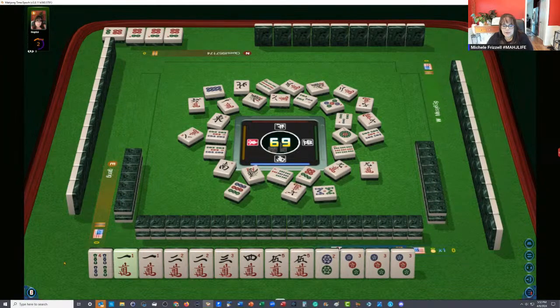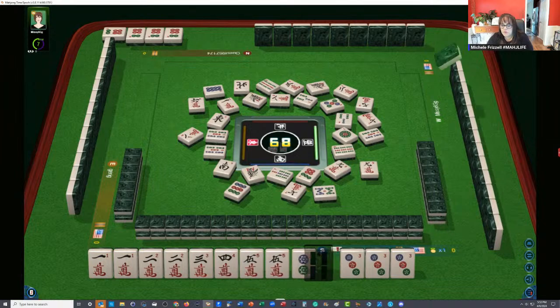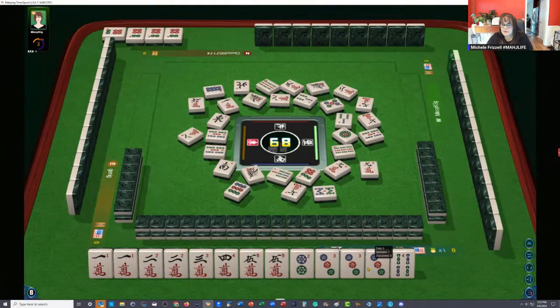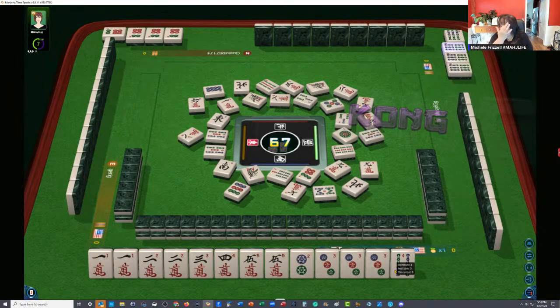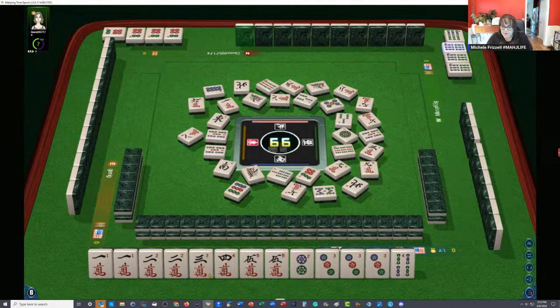All right, so now, oh, like this right here, this Pung of 3s, that is not good joker bait. North wind, because if I discard a 3 dot, someone would have lots of bamboos, jokers in order to Pung or Kong, since I have all 3. Kong. So let's see. Oh, our 3s are going down.